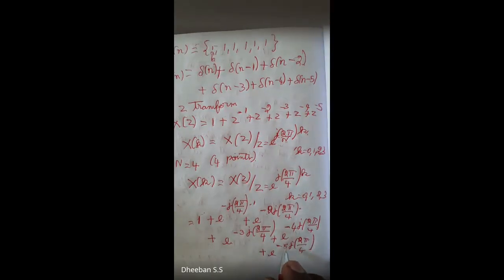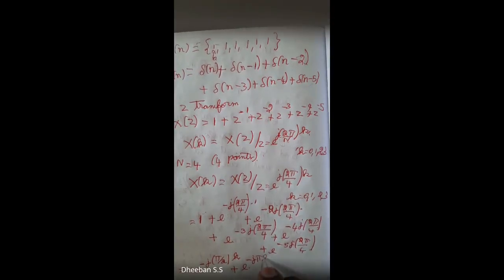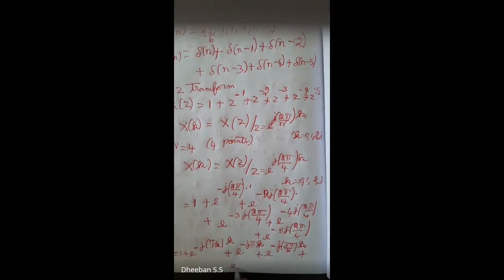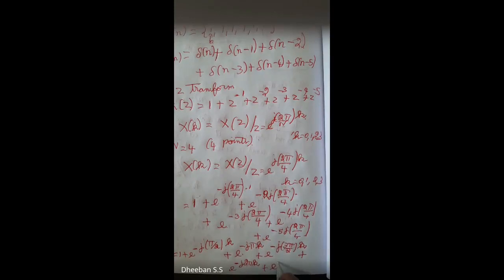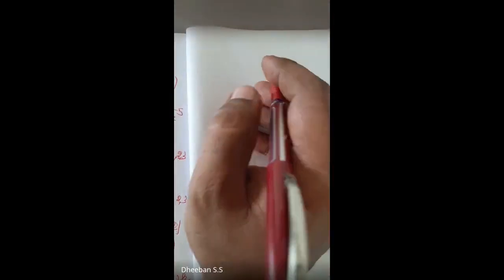So now you just cancel it out and you get the value as 1 plus e to the power minus j pi by 2 into k plus e to the power minus j pi k plus e to the power minus j 3 pi by 2 into k plus e to the power minus j 2 pi into k plus e to the power minus j 5 pi by 2 into k. This is the value.